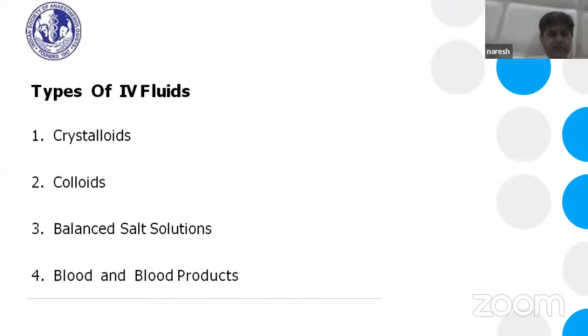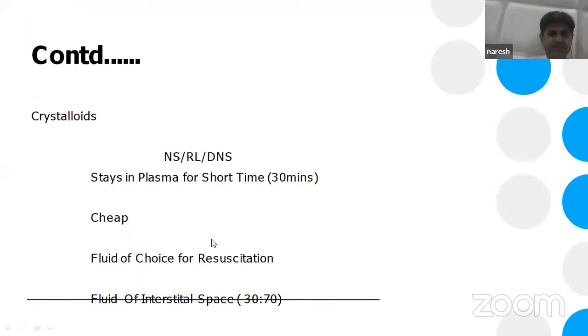Now these are the types of fluid, which everybody knows is the same story: crystalloids, colloids, balanced salt solutions, blood and blood products. Nowadays, balanced salt solution is the cup of tea of everyone. I think most of my colleagues and most of my seniors and teachers are using these balanced salt solutions.